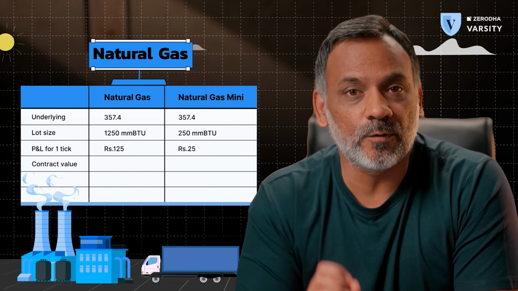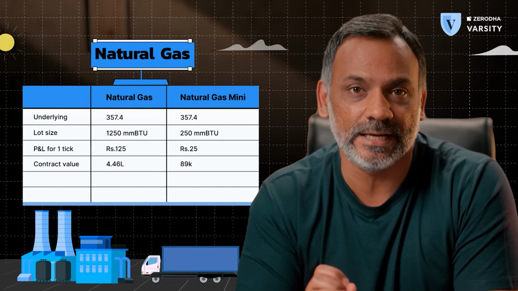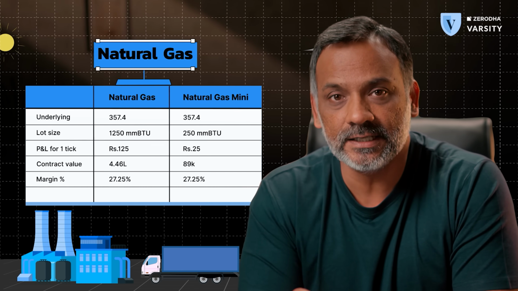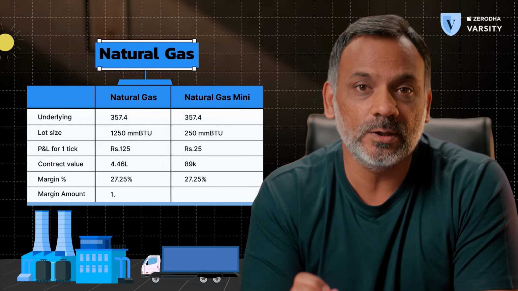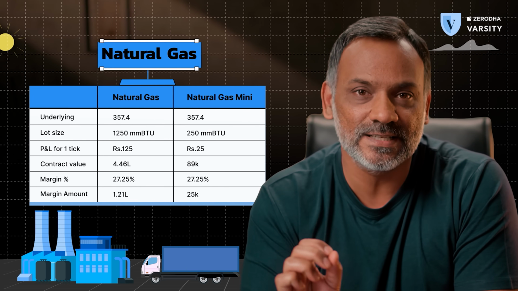Contract value is about 4.5 lakhs for natural gas and about 90k for natural gas mini. Margin for both the contracts is 27.25%, which translates to a margin amount of 1.2 lakhs for natural gas and 25,000 for natural gas mini. Expiry cycle for natural gas is pretty much the same as that of crude oil.